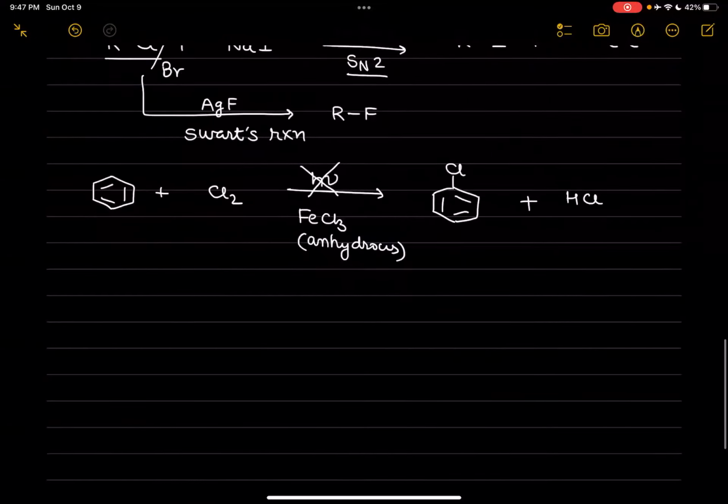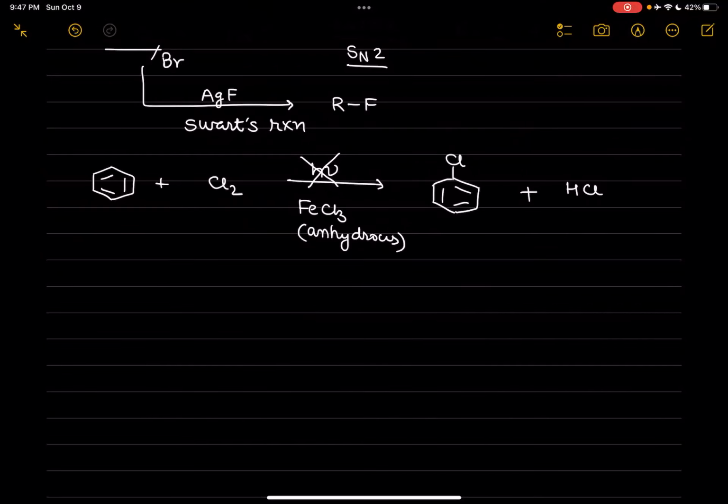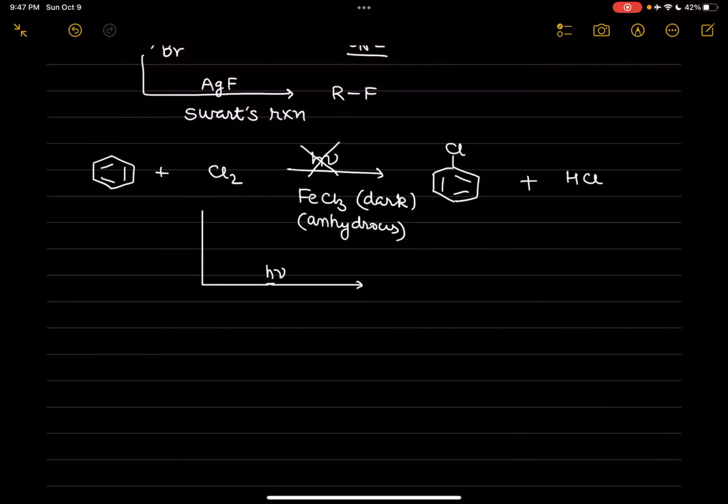So this, I hope, is clear to you. What's the mechanism of this? If you take HNO and keep it in the dark, what do you get? What should be the product if you take sunlight? Then it will put chlorine on every carbon.